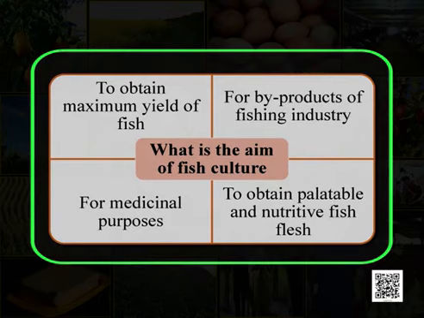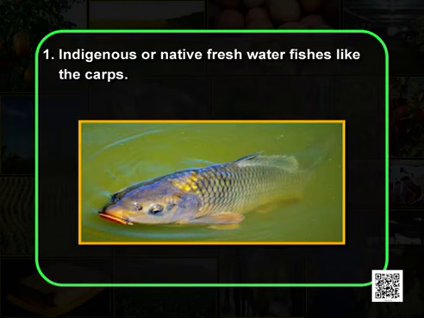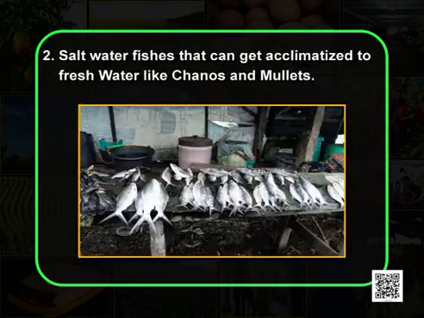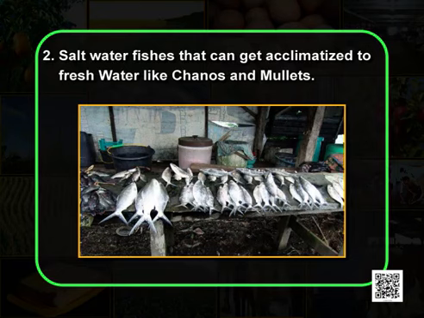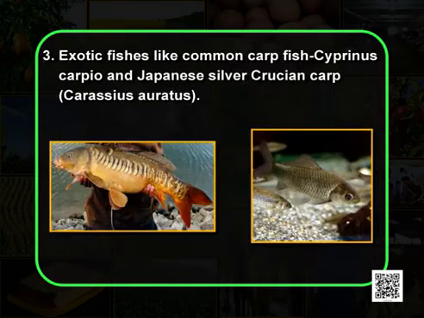Now, students, let us see what is the aim of fish culture. To obtain maximum yield of fish for byproducts of fishing industry, to obtain palatable and nutritive fish flesh, and for medicinal purposes. Basically, we have three types of cultivable fishes: indigenous or native freshwater fishes like the carps, saltwater fishes that can be acclimatized to brackish water like mullets, and exotic fishes, exotic means brought from outside, like common carp and Japanese silver fish.